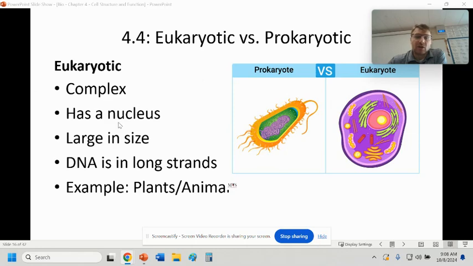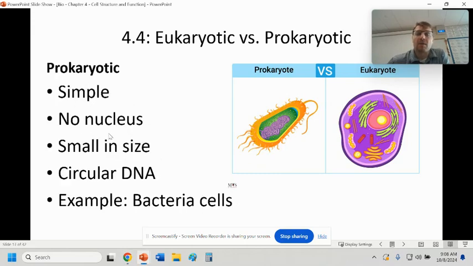So eukaryotic cells are larger, they are much more complex, they have a nucleus, their DNA is in long strands, and examples are plants and animals. So these are our cells. We have eukaryotic cells within us, and they make us up. So eukaryotic, think U is yes, it has a nucleus, large in size, and they're complex.